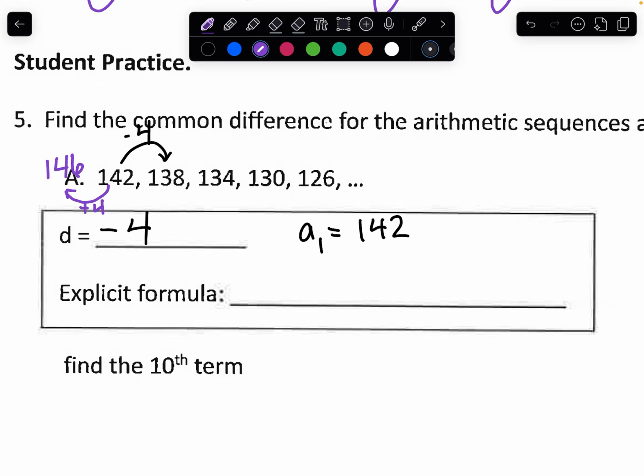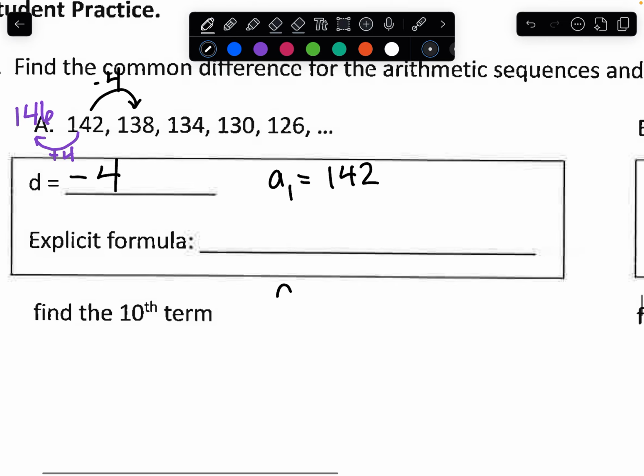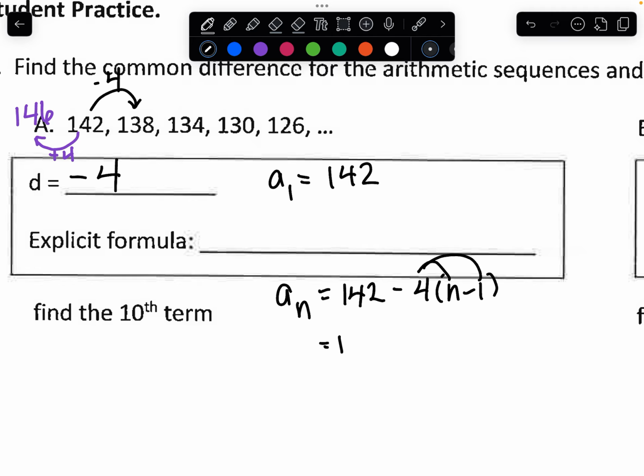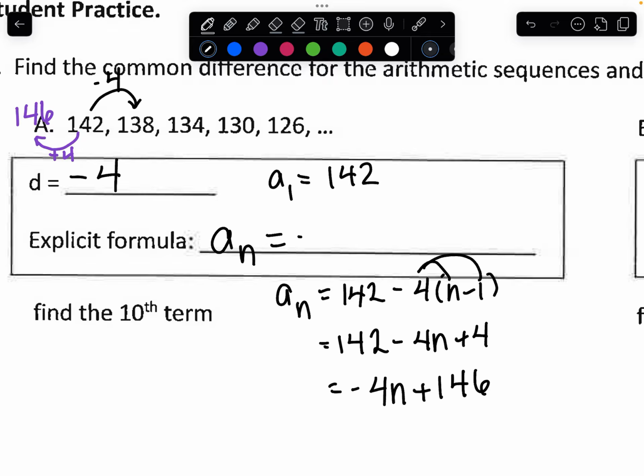So I'm going to leave that right here for a moment, and I'm going to do the work of finding my explicit formula. That's where we take our first term plus our common difference, so minus 4 times n minus 1. We're going to distribute in to get 142 minus 4n plus 4, that's where that plus 4 comes in, to get negative 4n plus 146. And so our explicit formula is a sub n equals negative 4n plus 146. And lo and behold, our common difference is our slope in a sense, and our 0 term is our y-intercept.